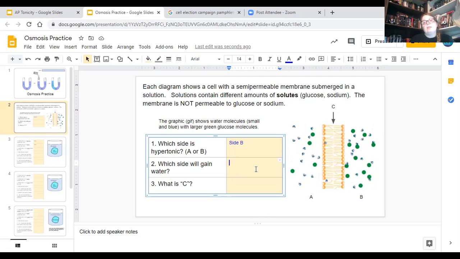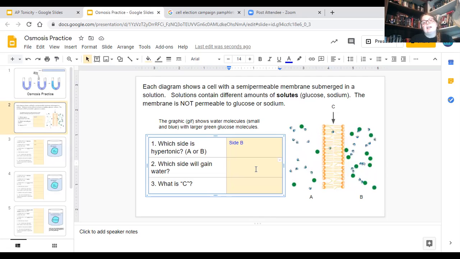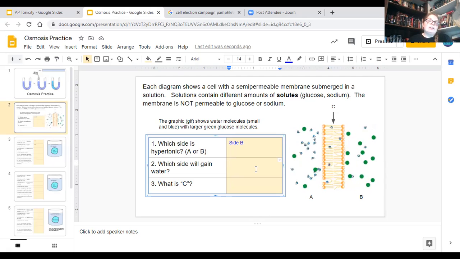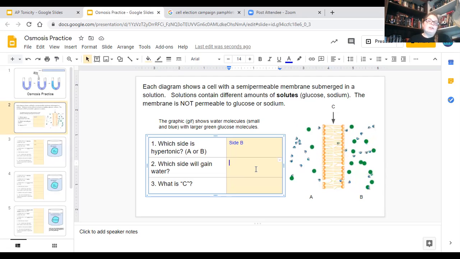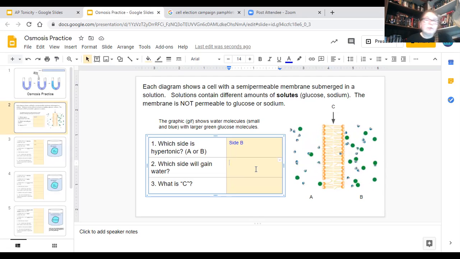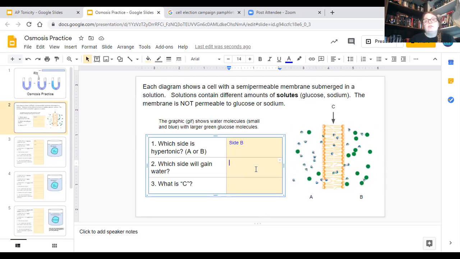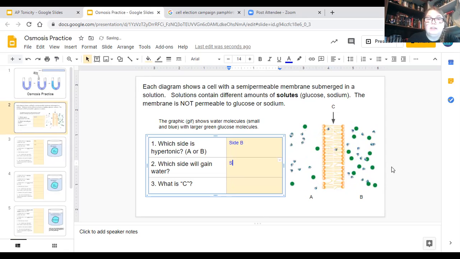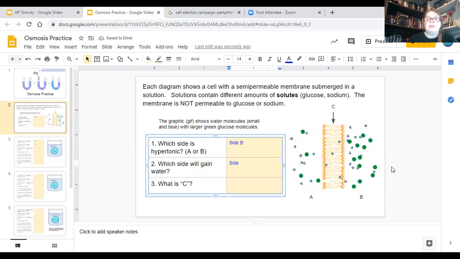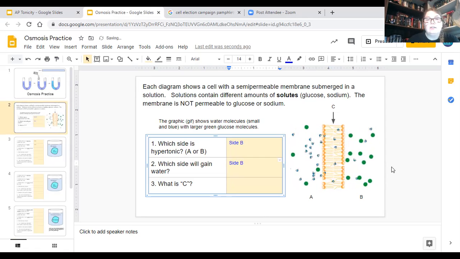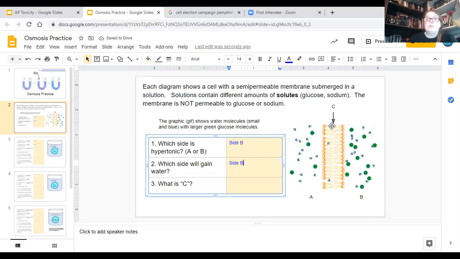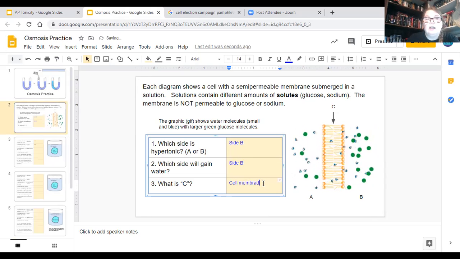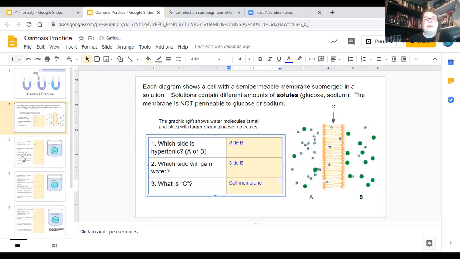So if this were a cell, right, we could say that side B maybe is the inside of the cell and side A is outside of the cell. So since the hypertonic cell is in a hypotonic solution, water is going to move toward side B. Okay, so side B, because it has so much more sugar, is going to gain water to try to even it out. So side C, guys, we really ought to know what this is. That's the cell membrane. All right, so that's how you figure that out.